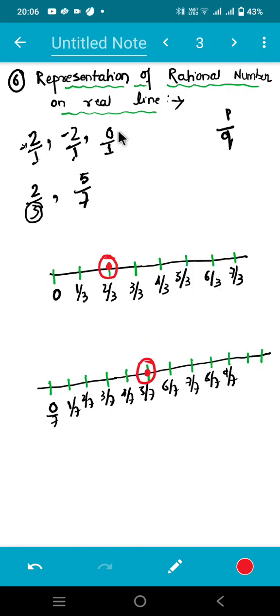Number 6, how to represent a rational number. So if 2 and minus 2 are given, I hope it is so easy. You have already done it in your junior classes. Now what if I give you 2 by 3 and 5 by 7? I've already shown you this is how you will locate 2 by 3. This is how you will locate 5 by 7. Fine. Be careful with the denominator.